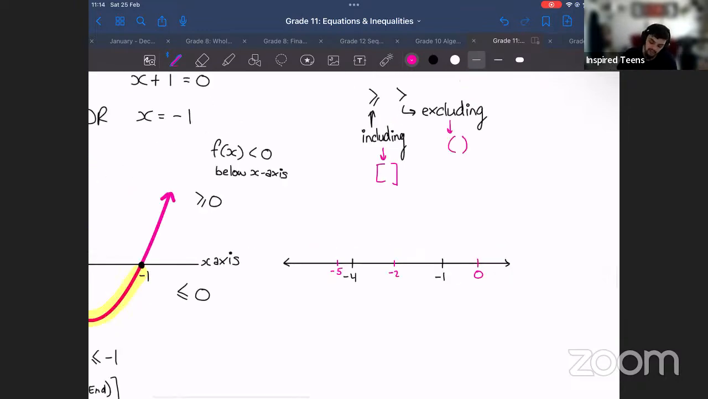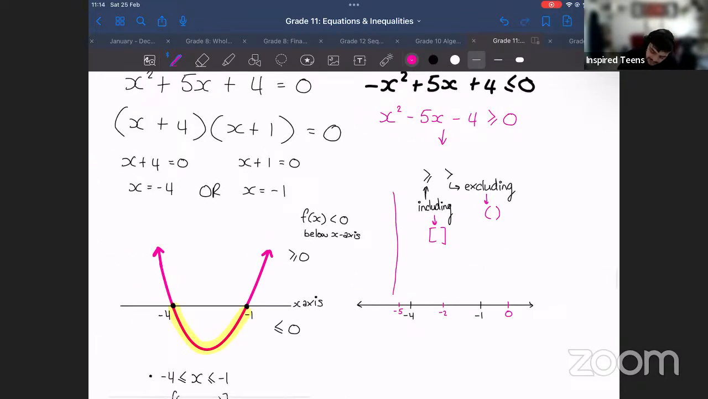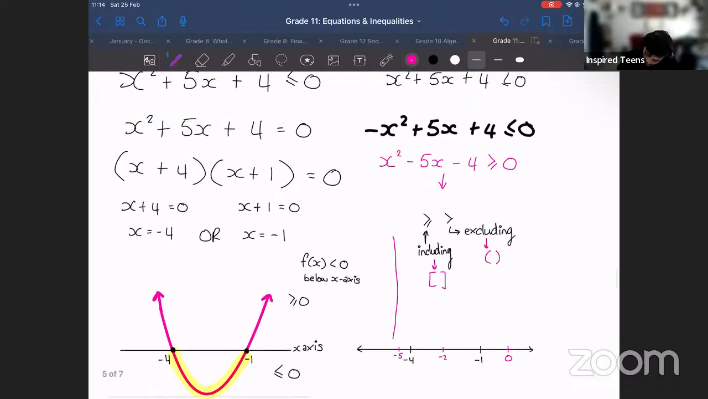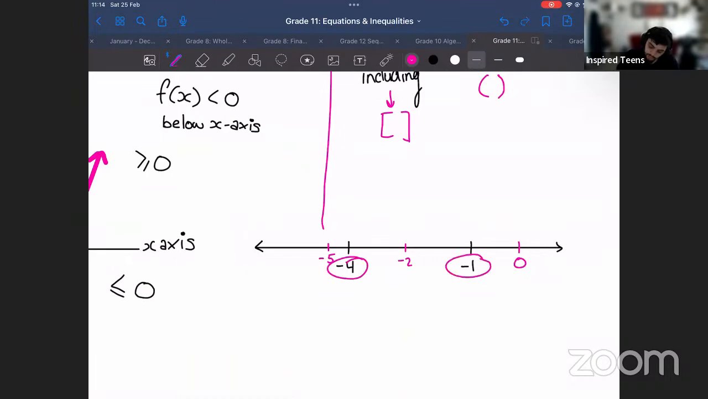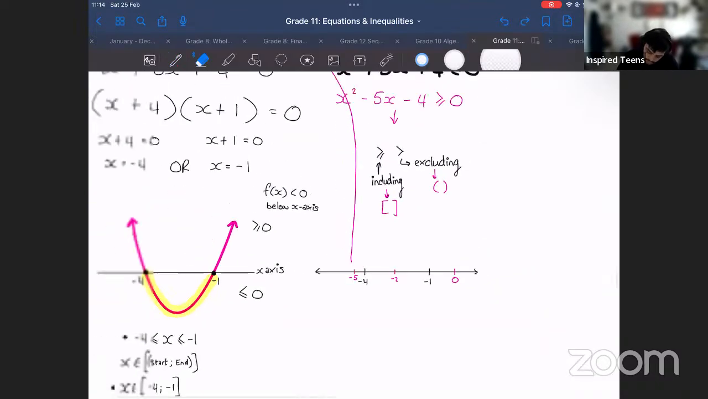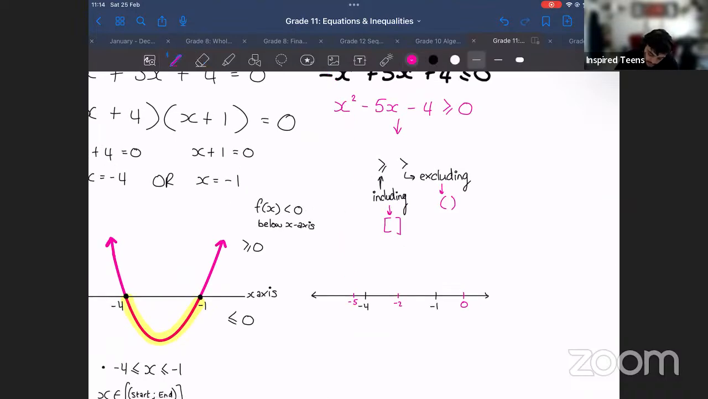What you're doing is you're asking yourself, when I substitute that, am I going to get a positive answer or a negative answer? Essentially, that's what you're saying. And when I substitute a value between -4 and -1, am I going to get a positive value? Am I going to get a negative value? So I'm going to leave those. Let's get rid of this.